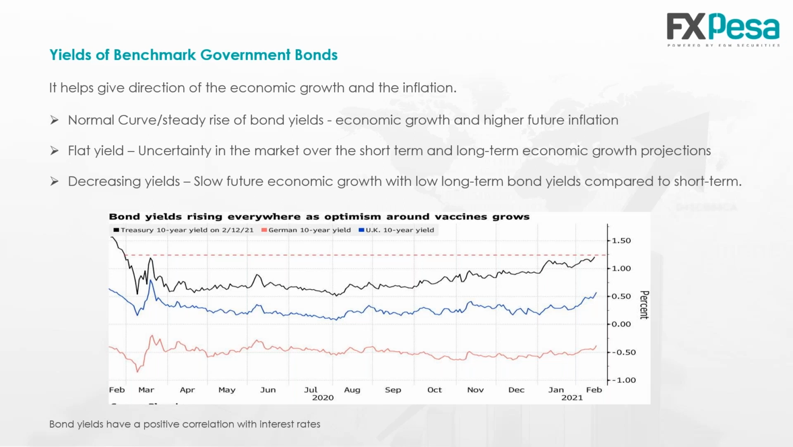So when you see a normal curve or a steady rise of bond yields, it means there is economic growth, and there is higher future inflation coming up, right? When there is a flat yield, and you can see there between the months of April 2020, that's when economies were hit by the coronavirus. Around June, July, you can see a flat yield. There is uncertainty in the market, even in the short-term and long-term economic growth projections, not very promising, right?